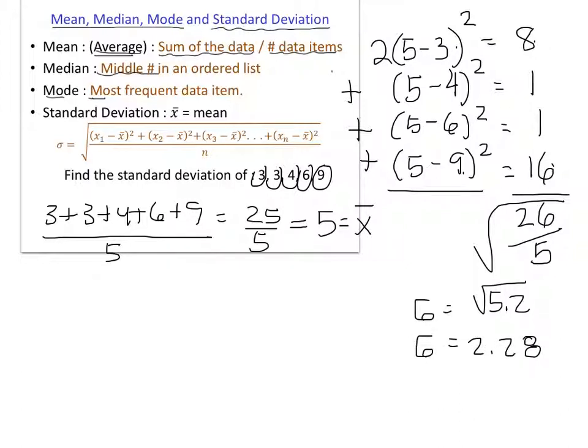So that's telling me, in general, if this were a normally distributed curve, how much of my data will fall away from the mean. So if they ask you what is the standard deviation, you would say it's 2.28.